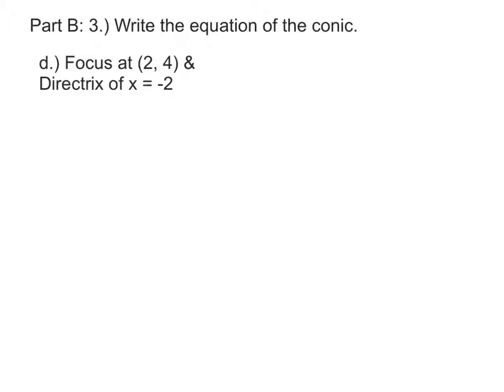Now we have to write the conic with a focus at 2, 4 and a directrix of x equals -2. In this problem, it doesn't even tell us which conic section we're dealing with. So we should sketch it out to maybe get an idea of what it looks like. Well, this thing has a focus at 2, 4.